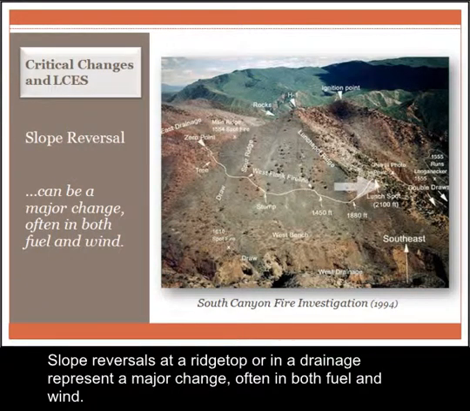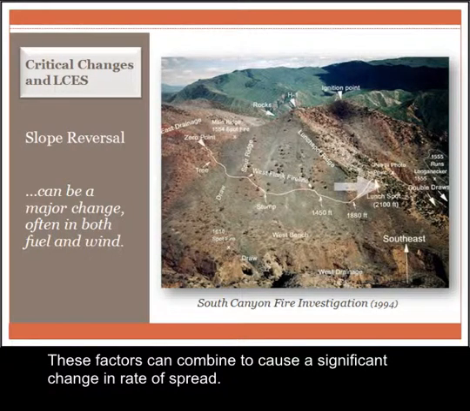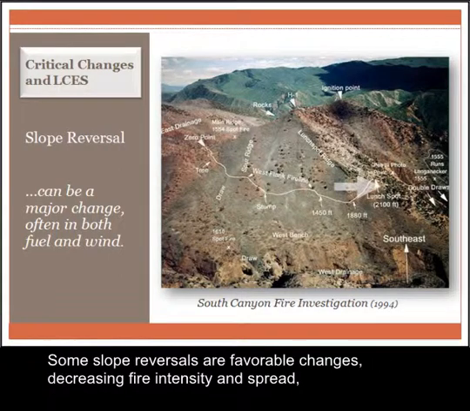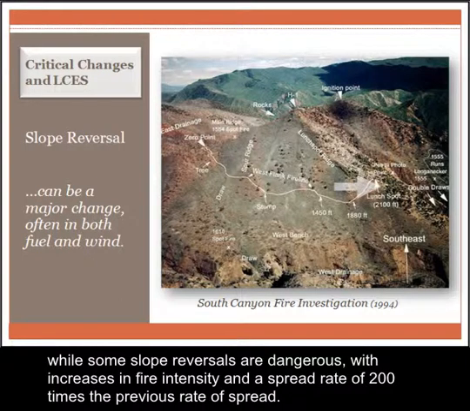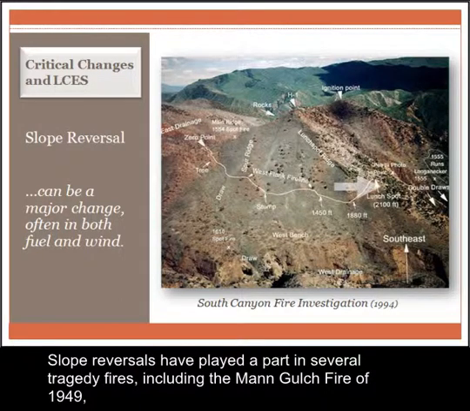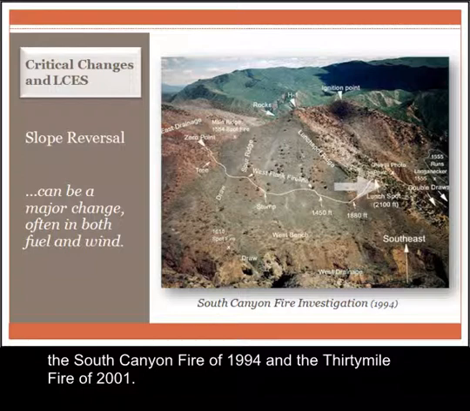Slope reversals at a ridgetop or in a drainage represent a major change, often in both fuel and wind. These factors can combine to cause a significant change in rate of spread. Some slope reversals are favorable changes, decreasing fire intensity and spread, while some slope reversals are dangerous, with increases in fire intensity and a spread rate of 200 times the previous rate of spread. Slope reversals have played a part in several tragedy fires, including the Man Gulch Fire of 1949, the South Canyon Fire of 1994, and the 30 Mile Fire of 2001.